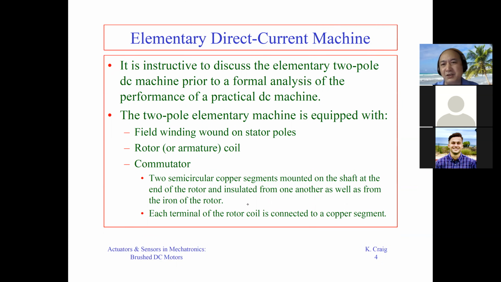I think it's a good idea to first talk about the two pole DC machine. I have 19 students, I'm happy. The two pole elementary machine has three things. One is the field winding on the stator, and the armature coil winding on the rotor, or armature. So we are using this armature rotor versus stator. We are going to see the picture soon. Then there's another one, called the commutator.